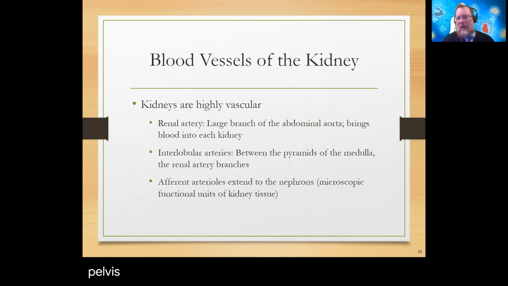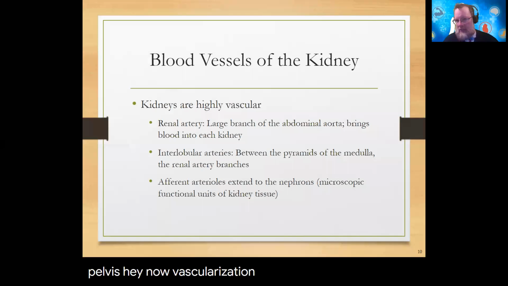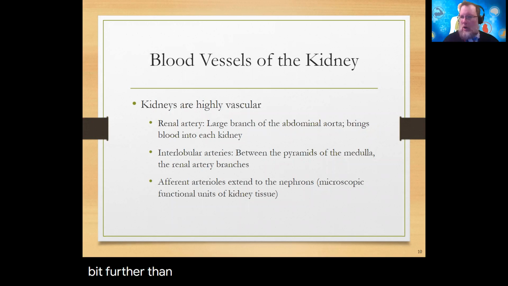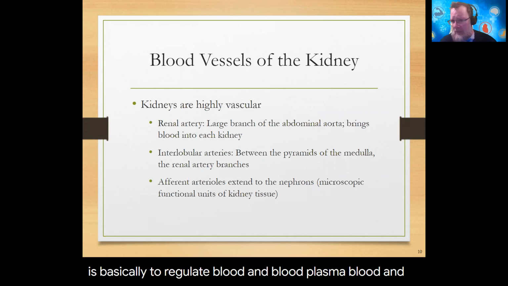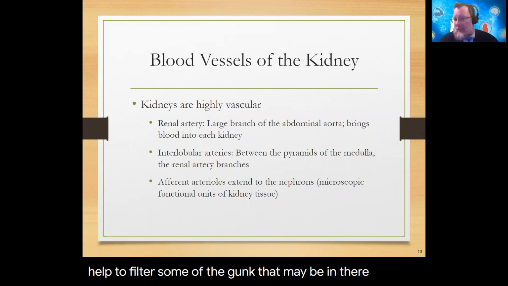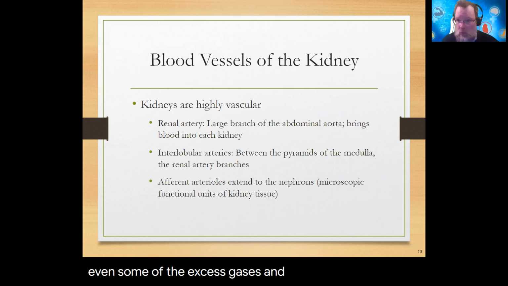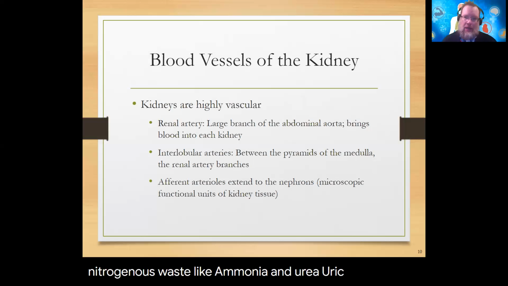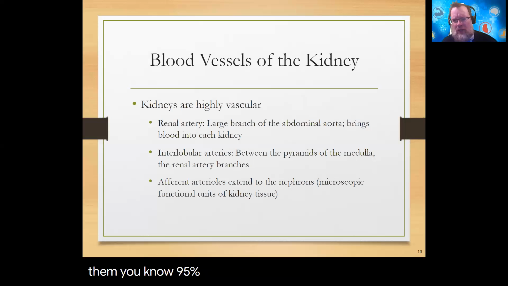Now vascularization wise, we have to go a little bit further than just the renal artery. We know that the kidneys must be highly vascularized if their whole function is basically to regulate blood and plasma of blood, and help to filter some of the gunk that might be in there, or even some of the excess gases, and what we call nitrogenous waste, like ammonia and urea, uric acid. These are nitrogenous wastes that the body's getting rid of. 95% of urine is going to be water.